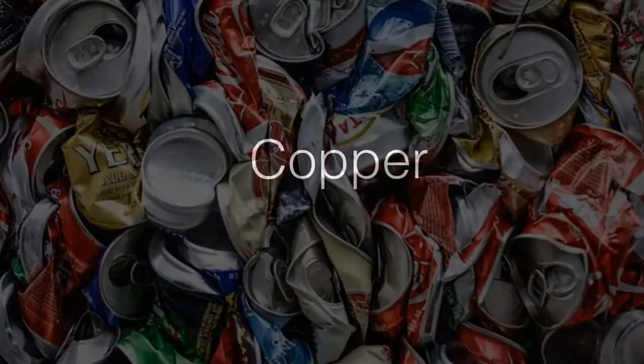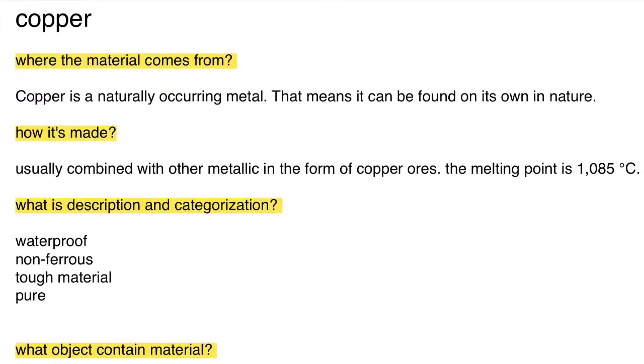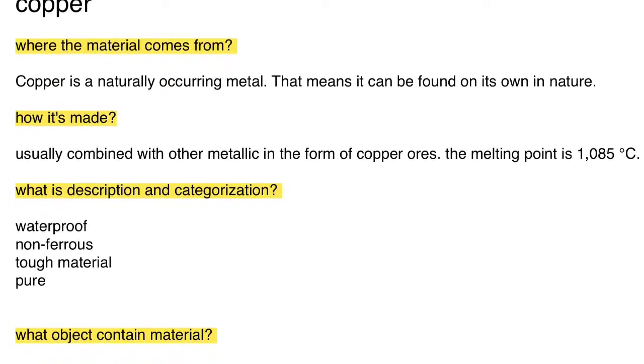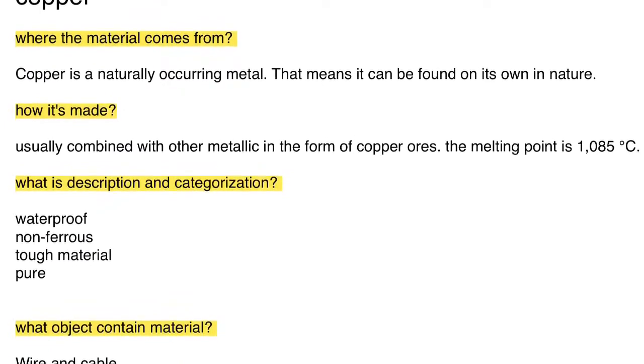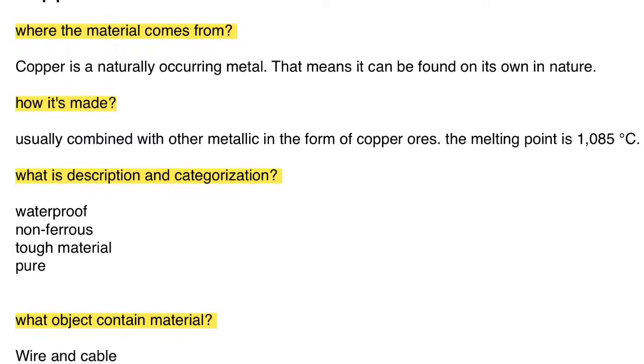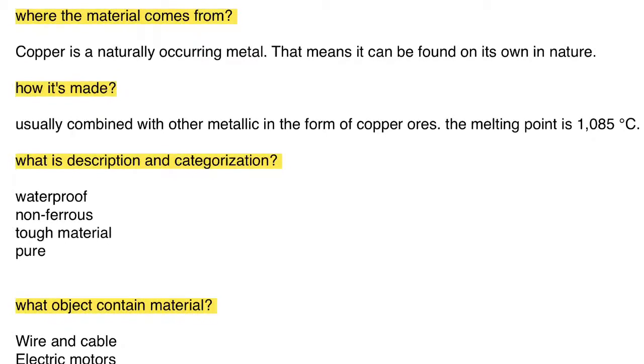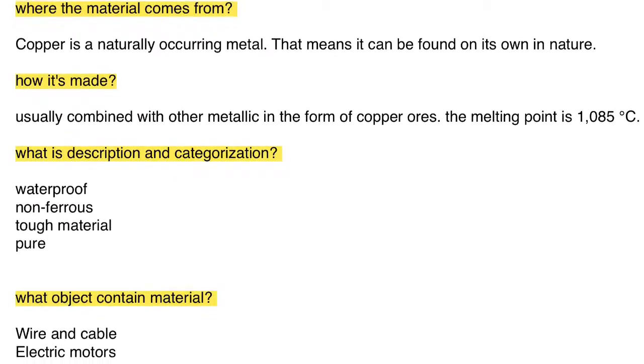And the next material is copper. Where the material comes from: copper is a naturally occurring material, that means it can be found on its own in nature. How it's made: usually combined with other metals in the form of copper ores. The melting point is 1085 Celsius.